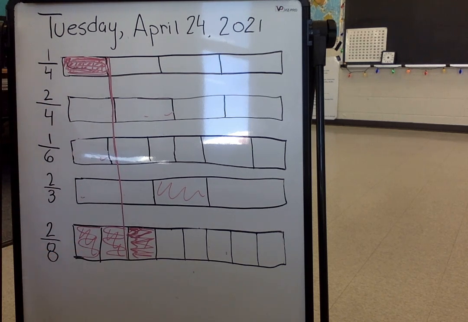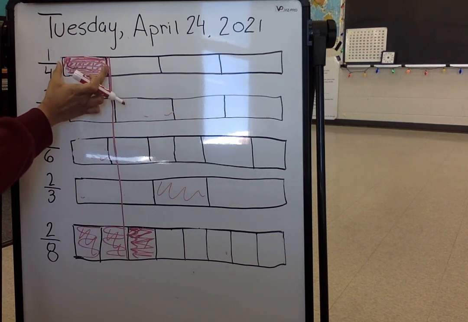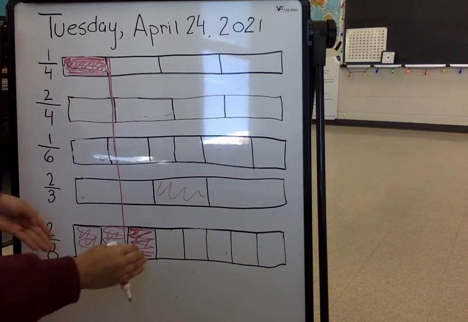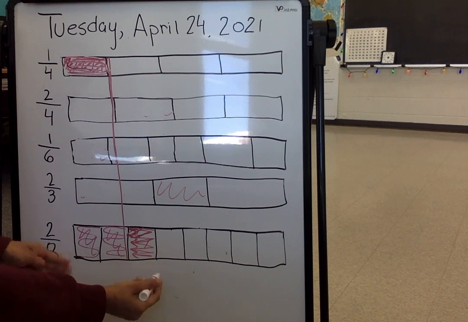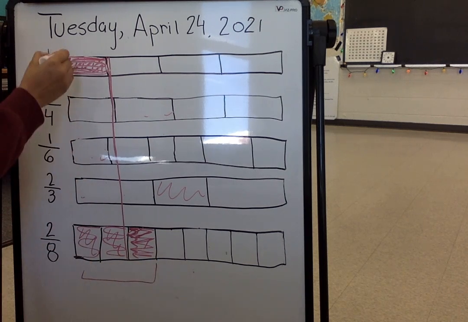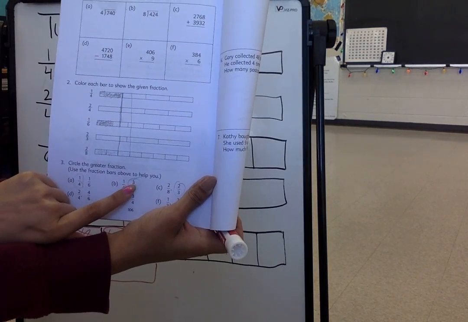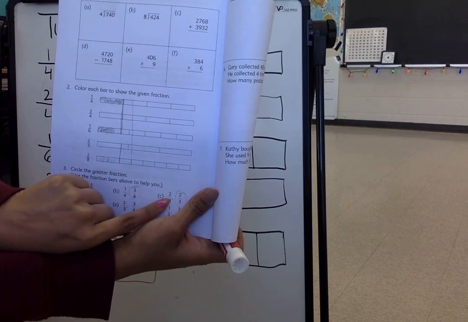It's of course 3 over 8 is the bigger fraction because look, this much space is shaded in 1 over 4. 3 over 8 is all the way this much space. Do you see it? That's a big space. So that's why 3 over 8 is the bigger fraction. Does that make sense? Let's go to C.